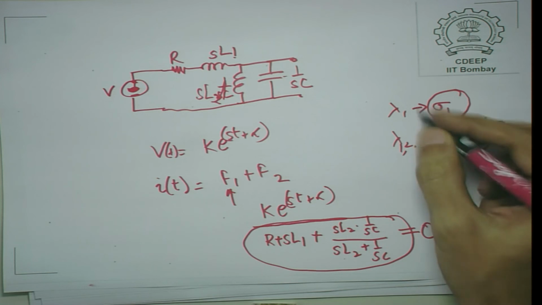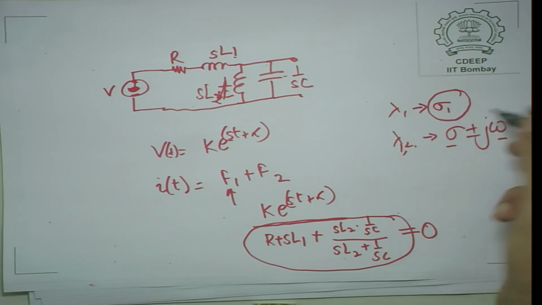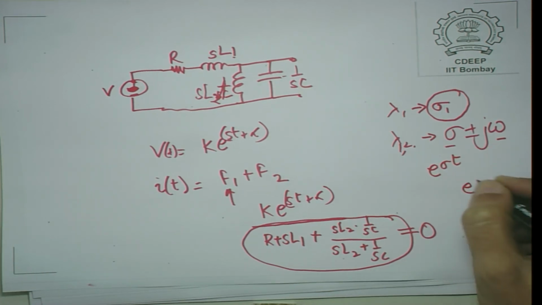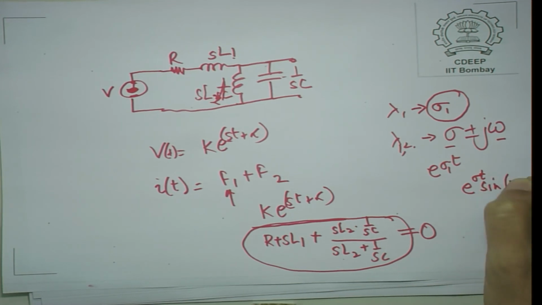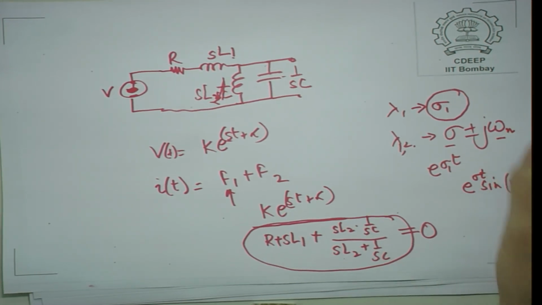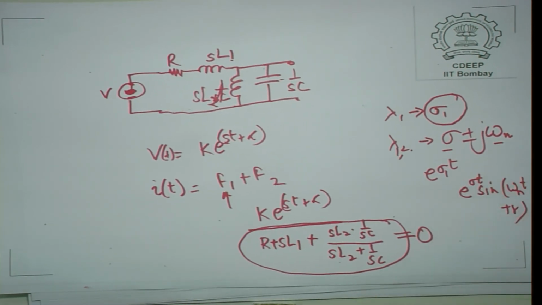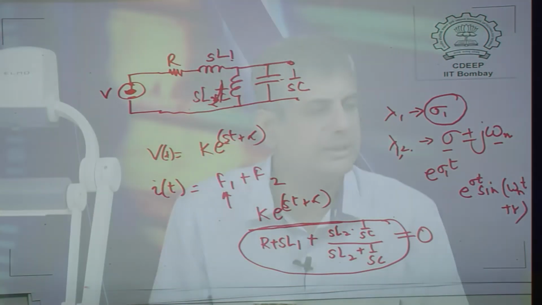So, in fact, the natural response will consist of terms like e raised to sigma 1 t and e raised to sigma t sine omega n t plus gamma. So, these are the kind of natural response you will get. If you have a DC source, you will get the steady state response for current to be V by R, and also you will get a natural response. So, let us just concentrate right now on the natural response.